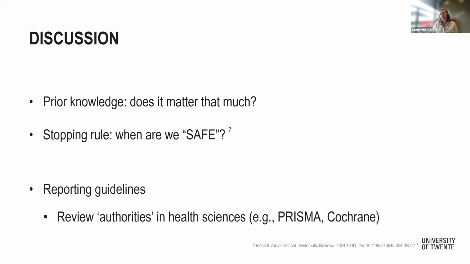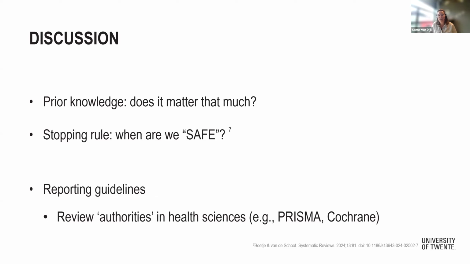Another point is the stopping rule. To define the perfect stopping rule, you should ideally know everything about your data set, but that's the thing, you don't. So that's also: when are you safe? A recently published study from Boetje and Van der Schoot presented an accessible method for the applied researcher to define a good stopping rule. It's called the SAFE method, an approach switching machine learning models and exhausting model settings to identify every relevant article. So that's very recommended to read.